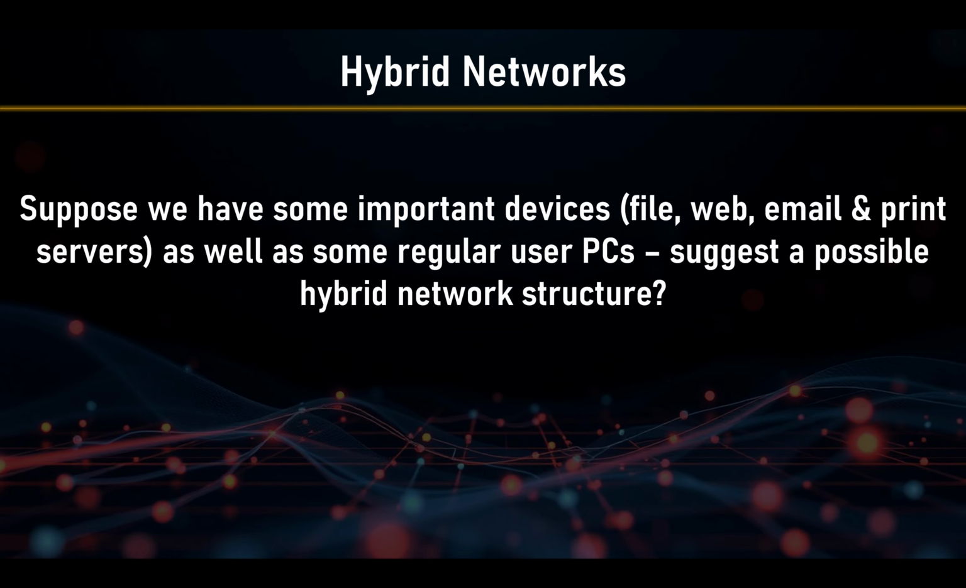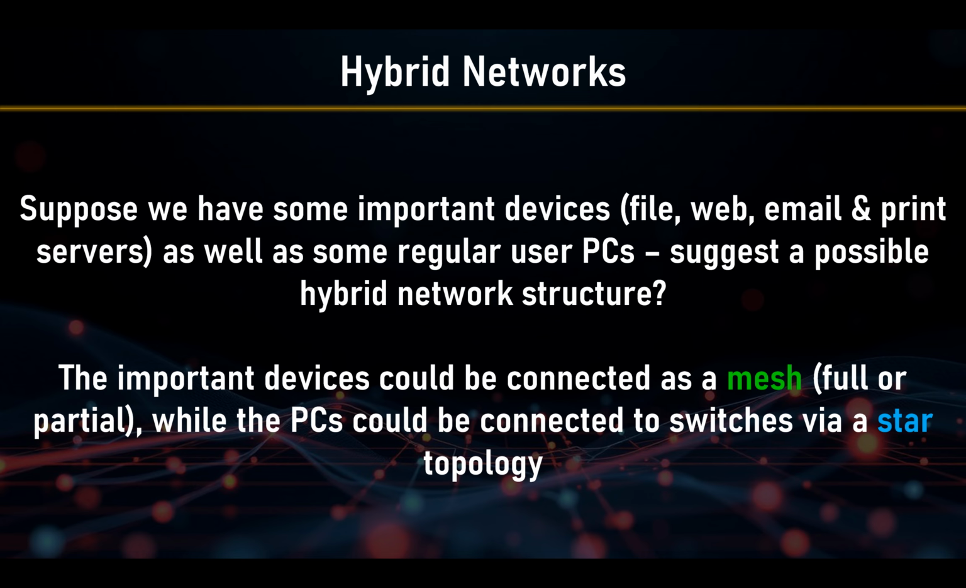So let's try and think of an example. Suppose we have some important devices like a file, web, email, and print server, as well as some regular user PCs. Suggest a possible hybrid network structure. If you want, pause the video, have a think, maybe even try to draw a diagram, and then resume the video once you've done that. So let's take a look at a possible approach. The important devices could be connected as a mesh, either full or partial, while the PCs could be connected to switches via a star topology.